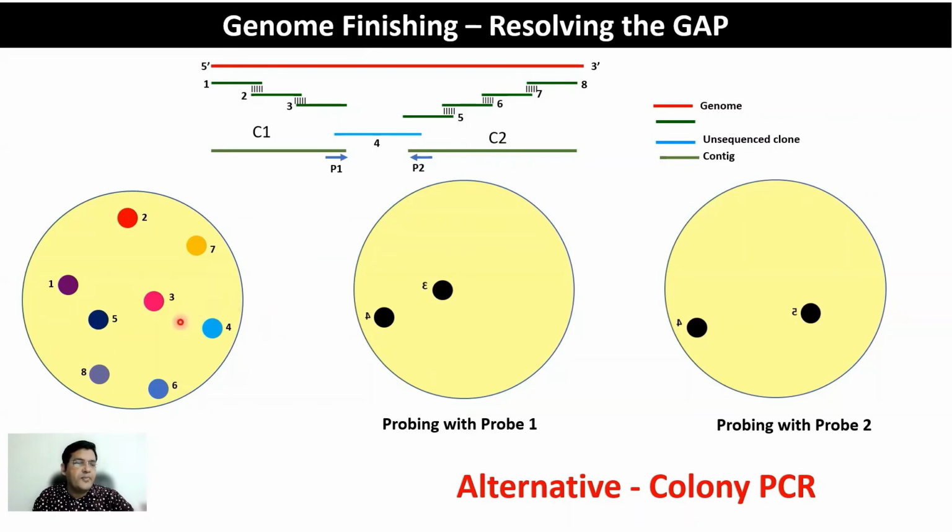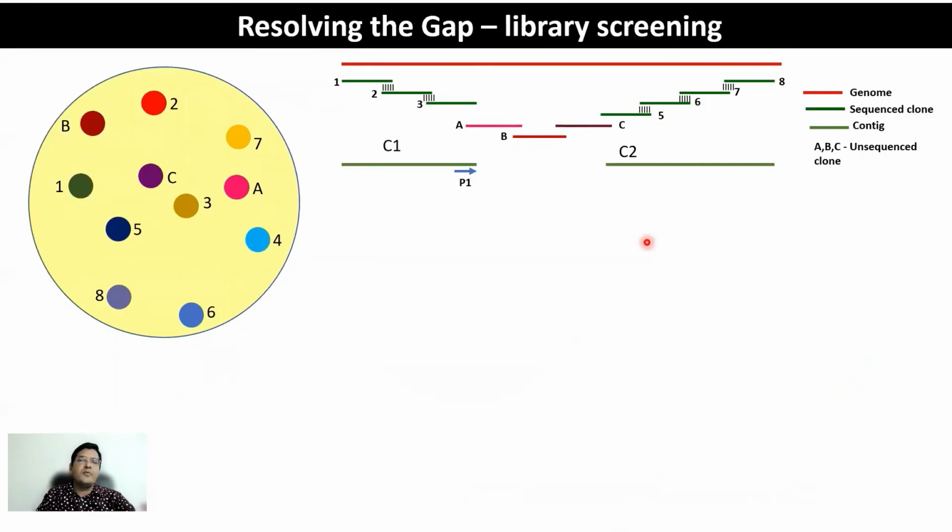However, there could also be cases where the gap is large and more than one fragment is involved in between. So here in this case, for example, you have the genome again, and then you have the first contig consisting of the first three reads, 1, 2, and 3. Likewise, you have the second contig, again consisting of reads 5, 6, 7, and 8. This is called contig 2.